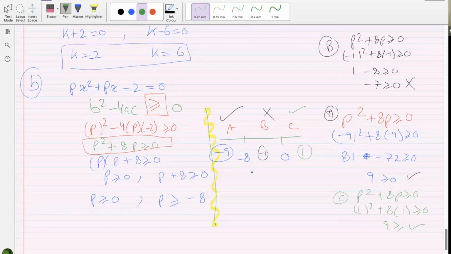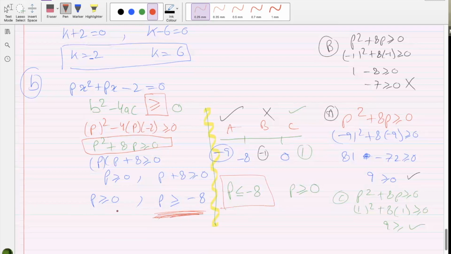So when we follow this thing, you can see that we have P less than or equal to negative 8 and P greater than or equal to 0. Compare these two. It was saying that it is greater than negative 8, but it turns out to be less than negative 8. Whenever we solve the inequality, we always have to check if we have these two inequalities in the right order or not. In 99.9% of the cases, the sign of the lesser value reverses.